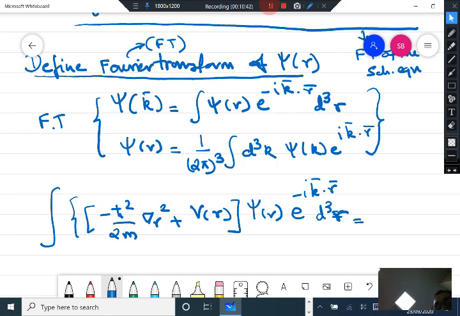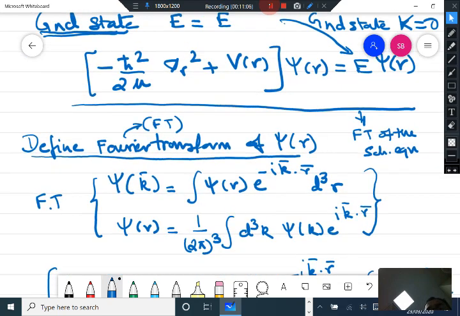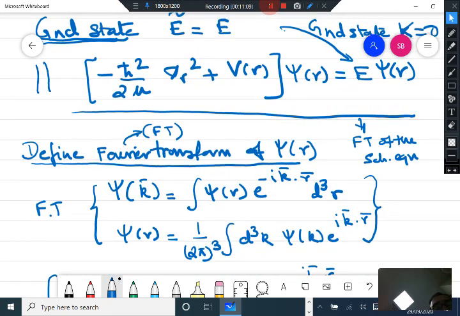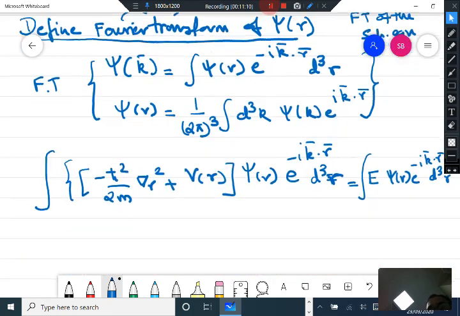We take the Fourier transform of this: we just multiply it by e raised to minus i k·r and integrate it over d³r over the entire volume of space, and similarly the integral of ψ(r) e raised to minus i k·r d³r. So we take the Fourier transform of the above Schrodinger's equation, the one which we have derived.